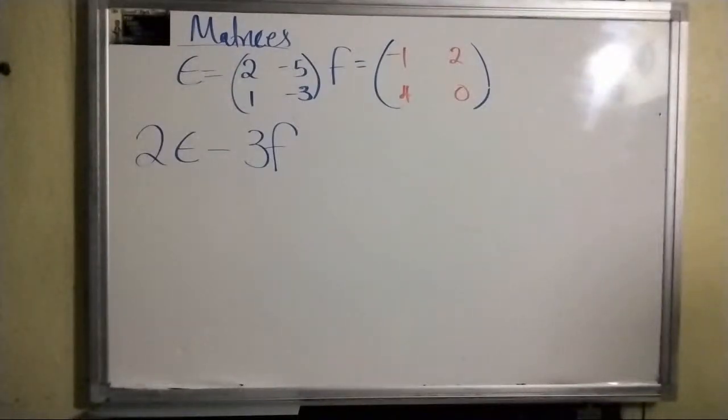Alright? So we have 2E minus 3F. How would you guys approach that?